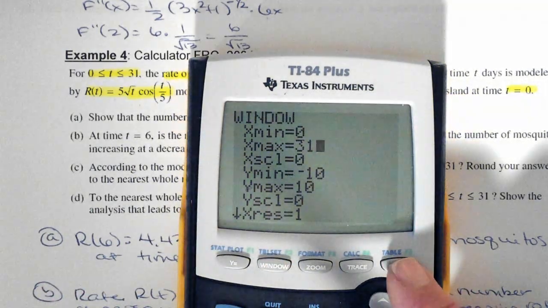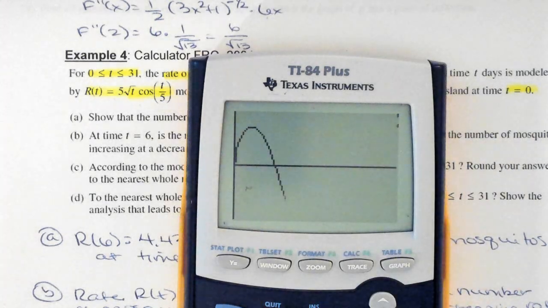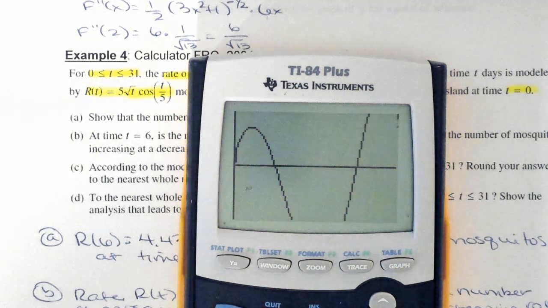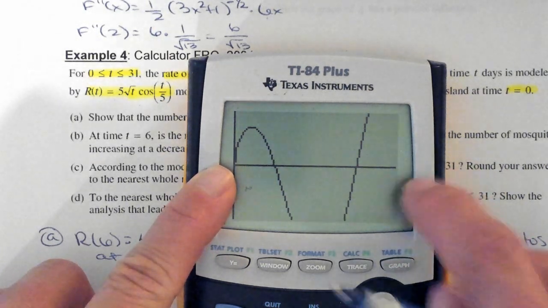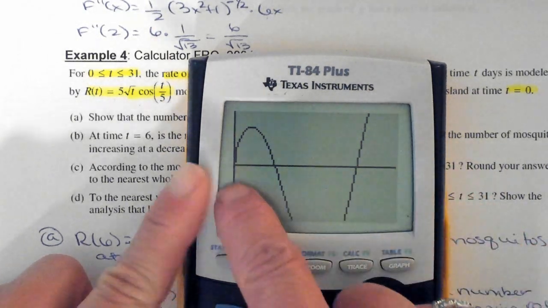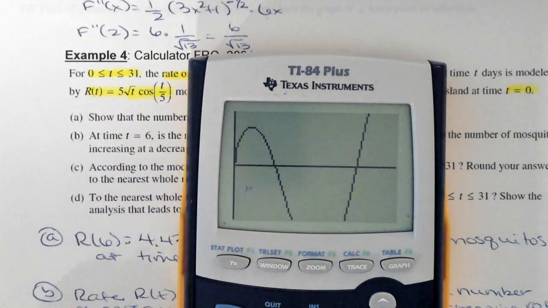And the reason why is I don't want to confuse myself. I'm going exactly out to 31. When I went out to 40, I saw too much of the graph. Did you guys understand what I just said? I made my window from 0 to 40, but it was too much, because I could see something else over here. I really only care about time 0 to 31 because that's what's given to me in the problem.